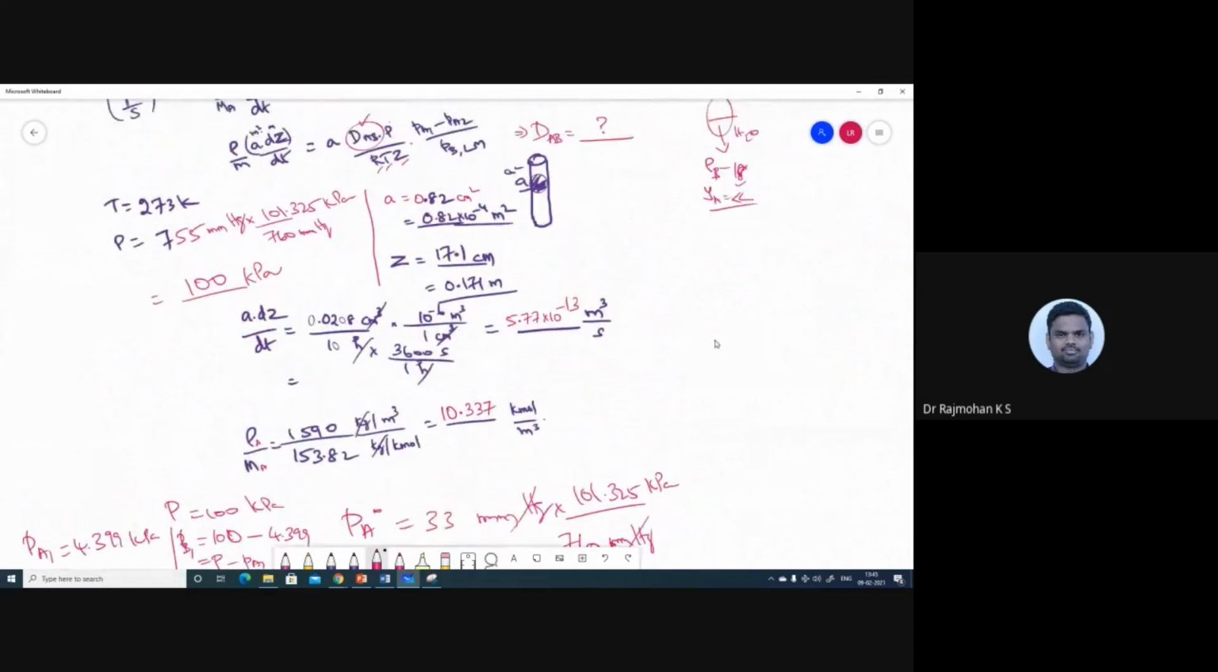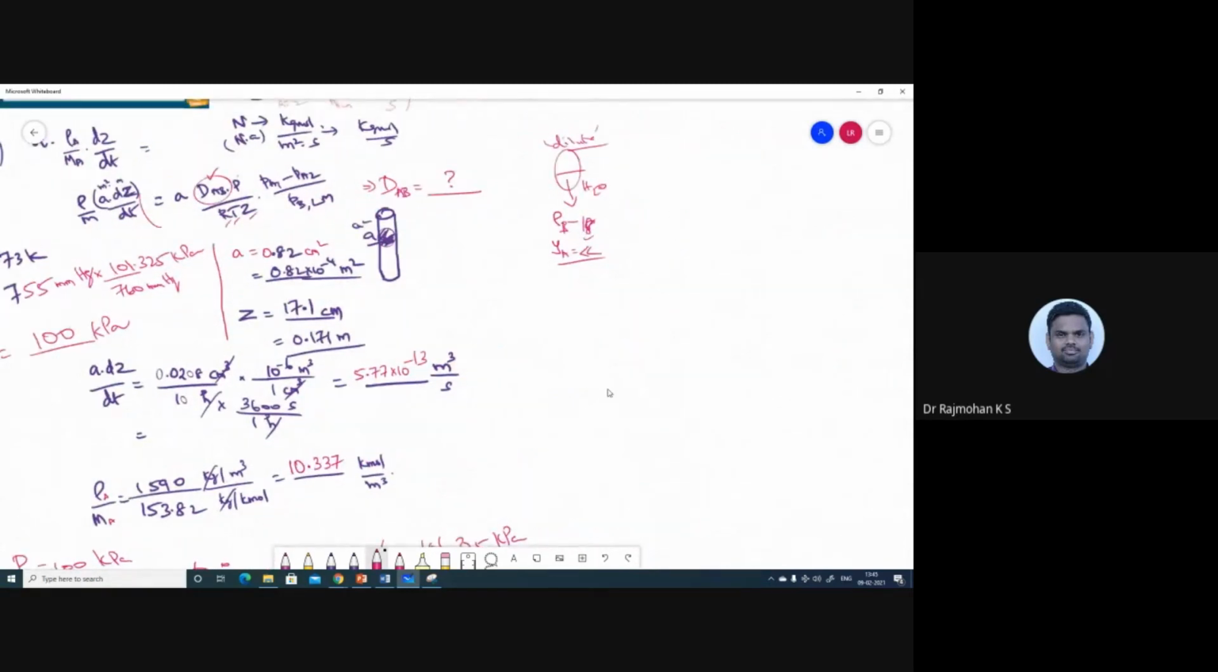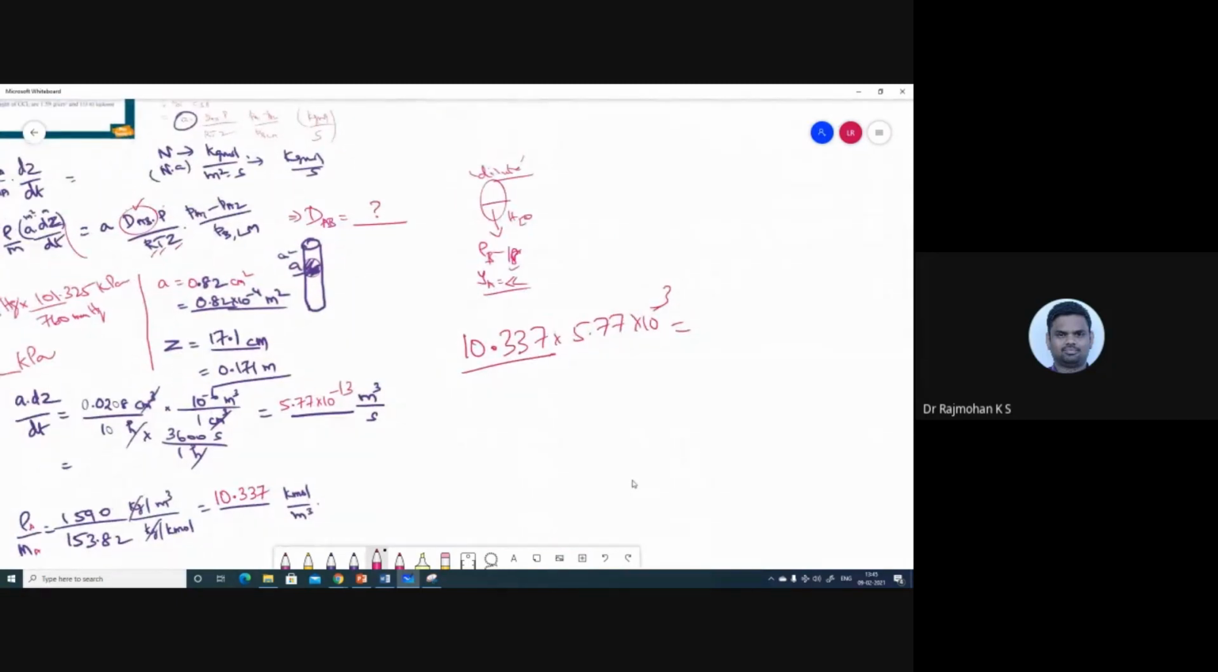So many terms. Okay. So left hand side, what is the value? Left hand side rho by m is there. So first term rho by m is 10.337. I am doing this without units because of time, but you can always write with units. Then we have A dz by dt, which is 5.77 into 10 power minus 13 in the left hand side. In the right hand side, A value which will come to the left hand side as denominator, A is 0.82 into 10 power minus 4 into total pressure 100 kilopascal.